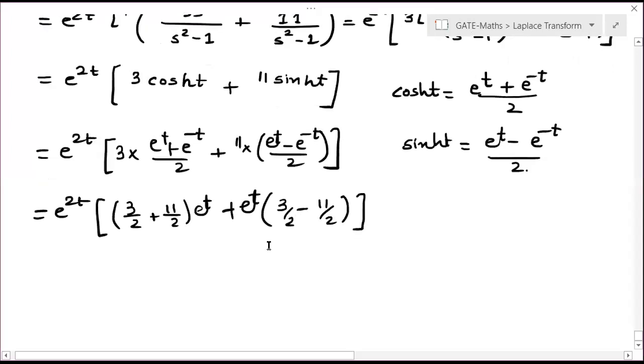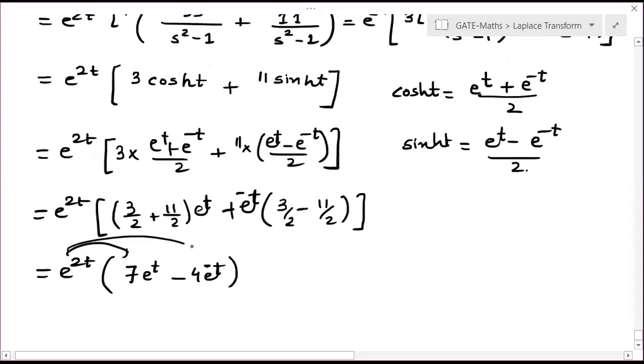So here, this will become e to the power 2t, 11 plus 3, 14, 14 by 2 is 7, e to the power t. 3 minus 11 minus 8 by 2 minus 4 e to the power minus t. Now if you multiply this e to the power 2t inside, and this is minus t or not, right? Here also I forgot this minus. Now if you multiply e to the power 2t inside, it will become 7 e to the power 2t plus t, e to the power 3t, minus 4 e to the power 2t minus t, that is e to the power t. Is it clear now?